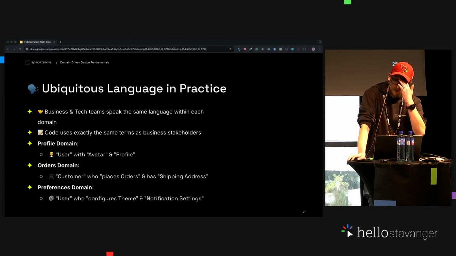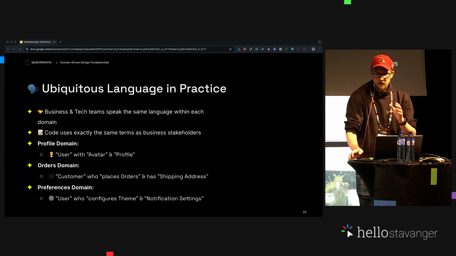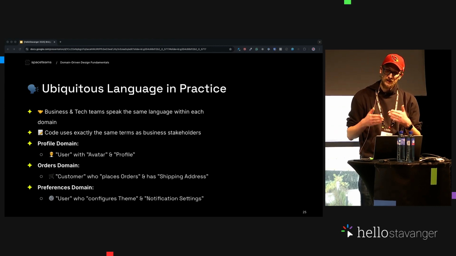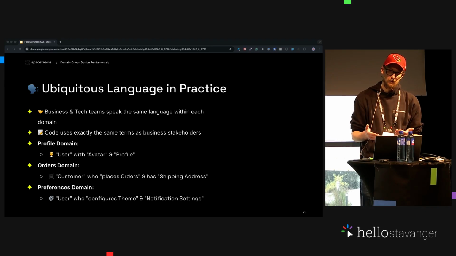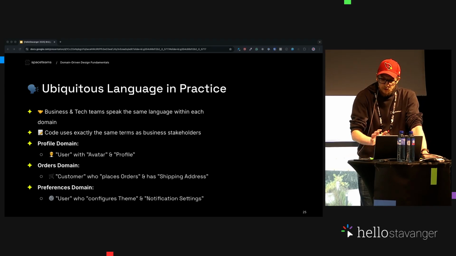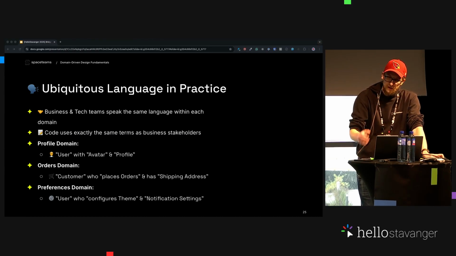By the way, I've chosen the name profile user here to better differentiate between the user model in the profile bounded context and the preferences bounded context. In reality, you would simply call it user model, right? But let's stick with the term profile user here. So we have this profile user class, and it could have a method update avatar, for example. So you see the business terms directly reflected in our code.